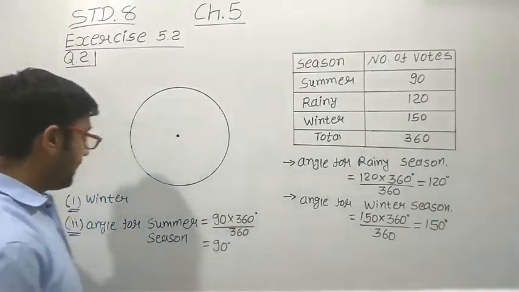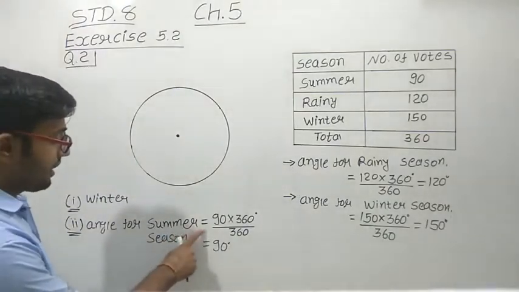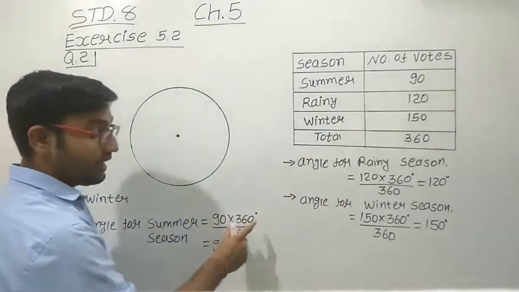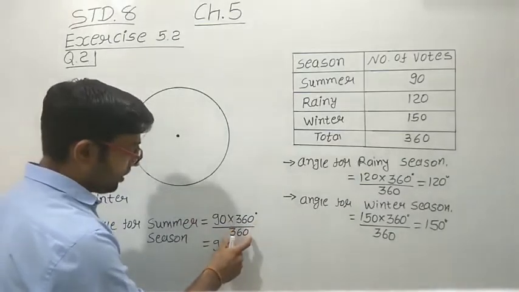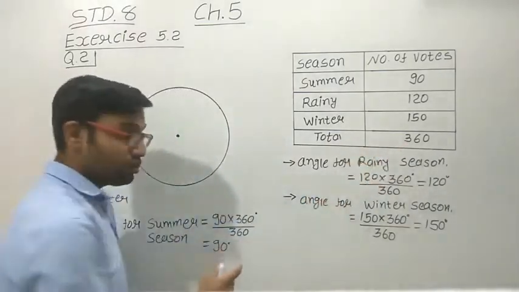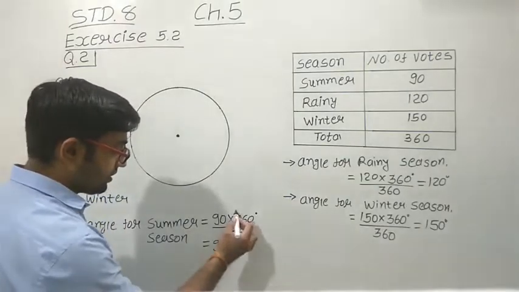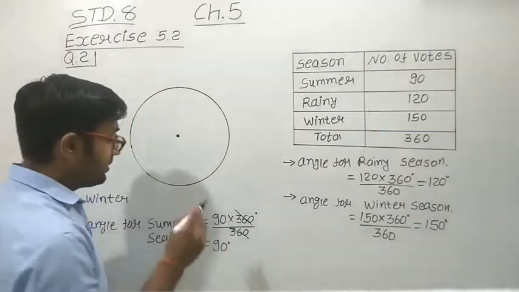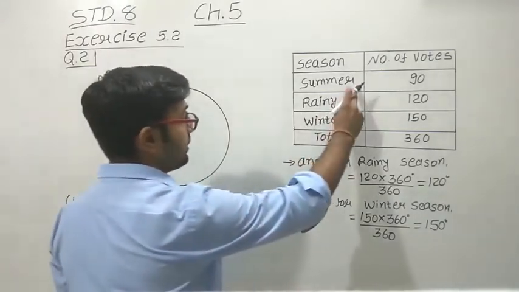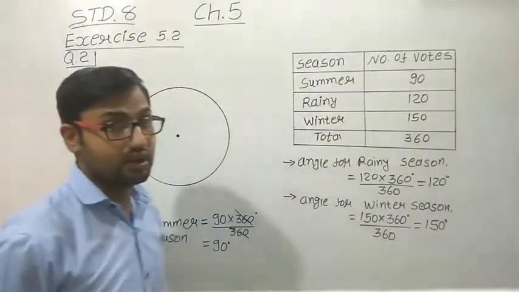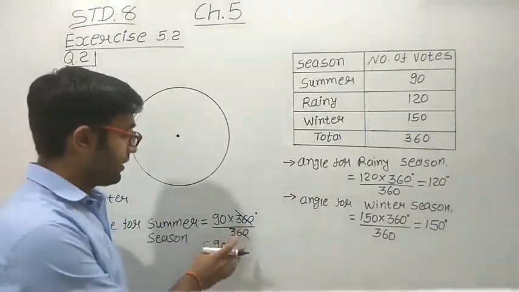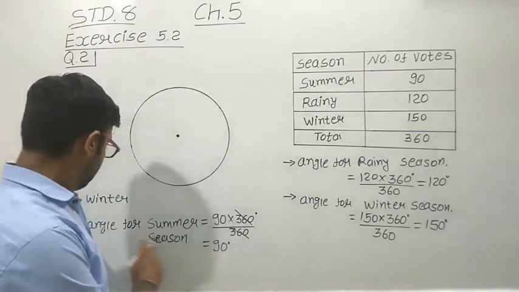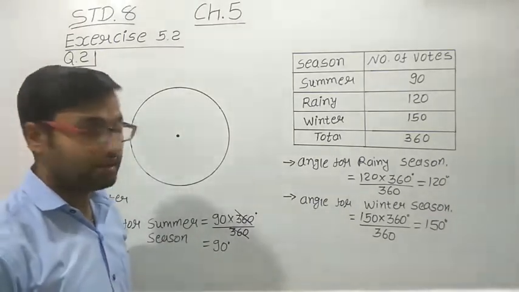Now we can calculate the angle for the summer. The number of voters is 90, multiplied by the total angle of 360 degrees, and we divide by the total people, which is also 360. When we cancel 360 and 360, we get 90 as the answer, that is 90 degrees. This is the central angle made by the people who voted for the summer season. So we have to make a sector of 90 degrees.